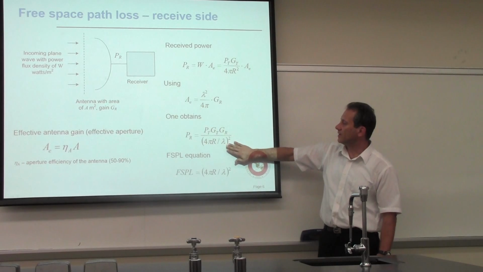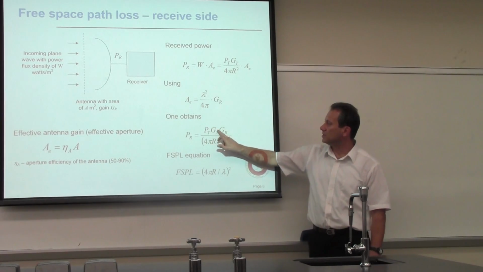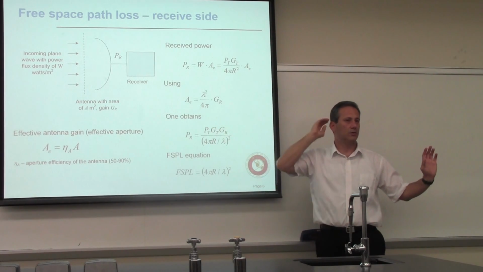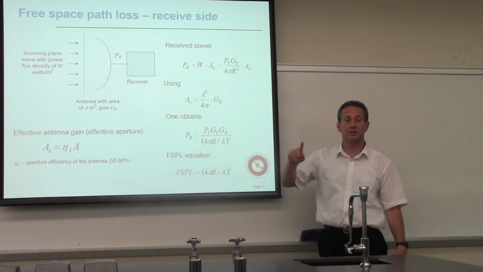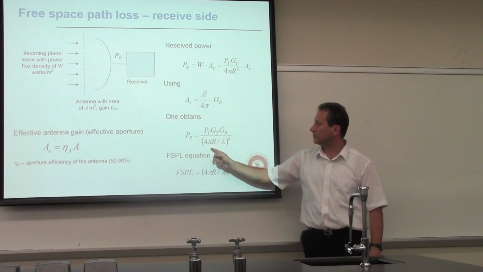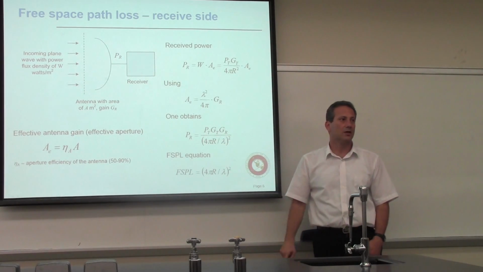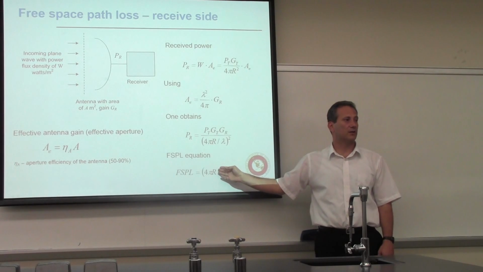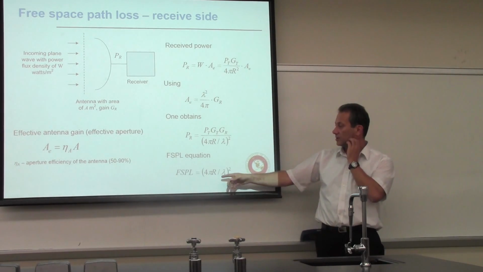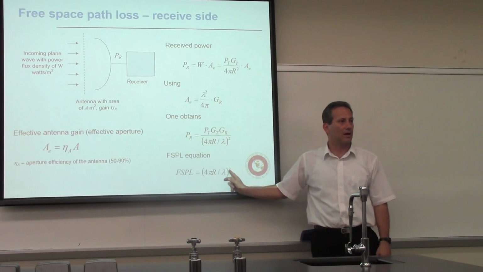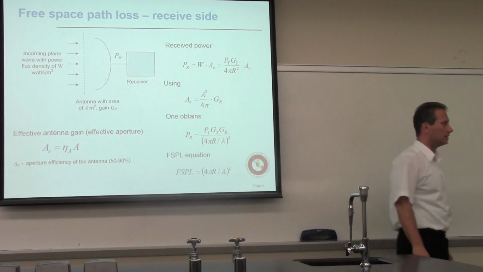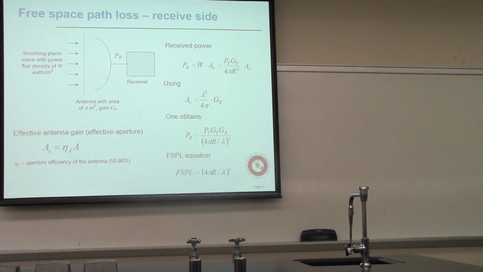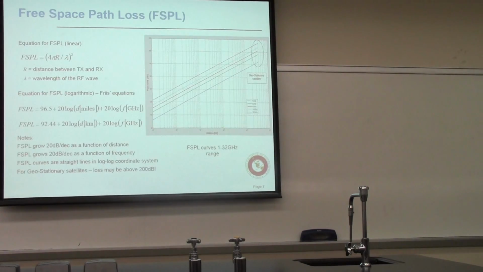Out of these terms on the right-hand side, PT, GT, and GR don't change as a function of the separation. The only term that is a function of the separation is the term downstairs, and this term gives us the free space path loss. So free space path loss in a linear term is 4 pi r over lambda, squared. That tells us how much free space path loss there is.